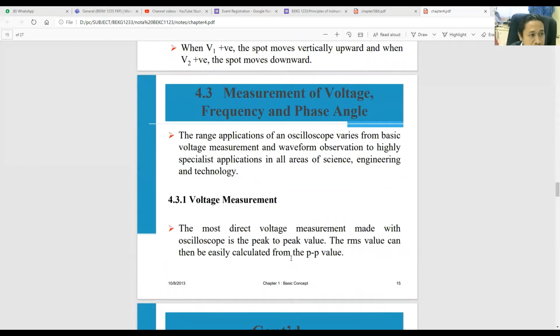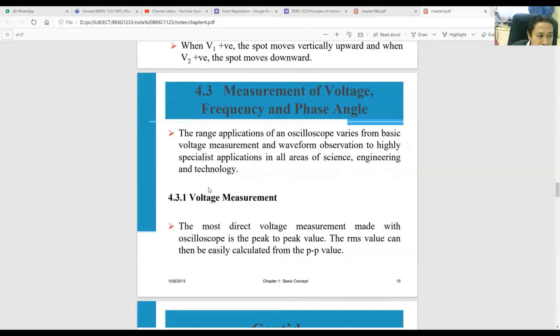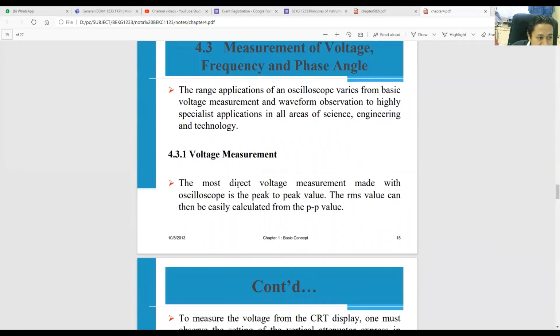So the next topic will be measurement of voltage, frequency, and phase angle. The range of applications of an oscilloscope varies from basic voltage measurement and waveform observation to highly specialist applications in all areas of science, engineering, and technology. For voltage measurement, the most direct measurement made with an oscilloscope is the peak to peak value. The RMS value can then easily be calculated from the peak to peak value.